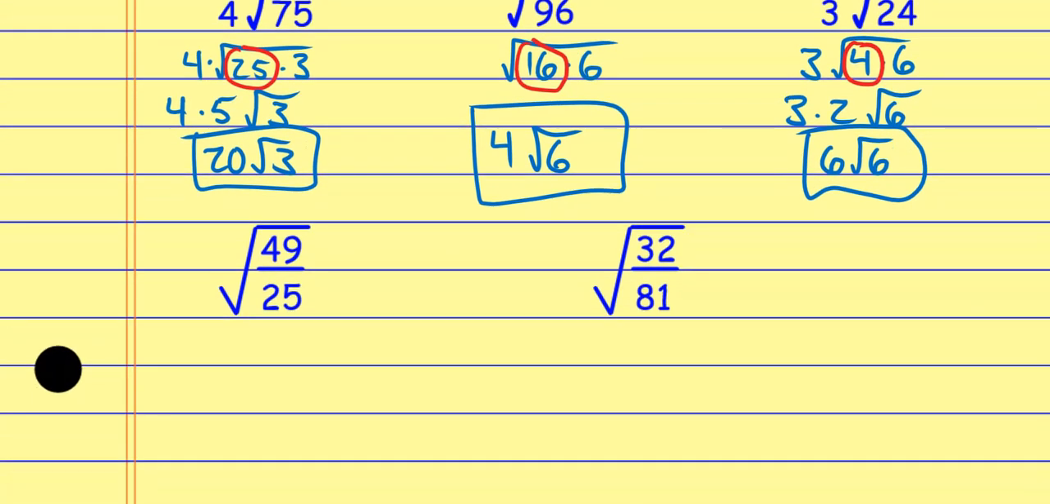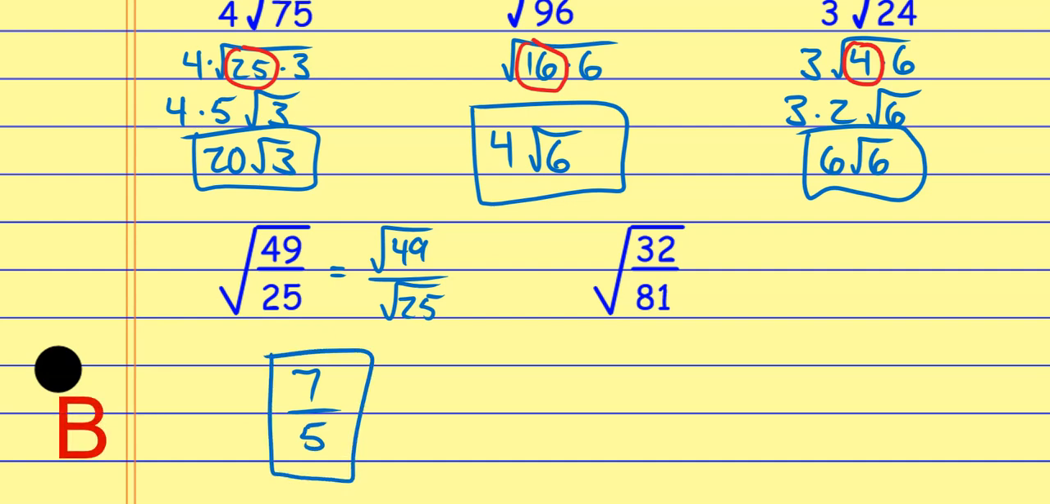Okay? If I look at these fractions, we just take the square root of each of these individually. So if I have the square root of 49 over 25, that's the same thing as saying the square root of 49 over the square root of 25. I just take the square root of each of those individually, okay? The square root of 49 is a 7. The square root of 25 is a 5. And that's it, okay?